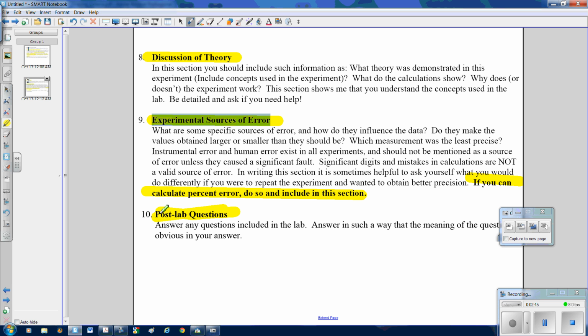Make sure everything's neat, labeled, and titled. That's the biggest thing. The easier it is for me to find, the better grade you're going to get.